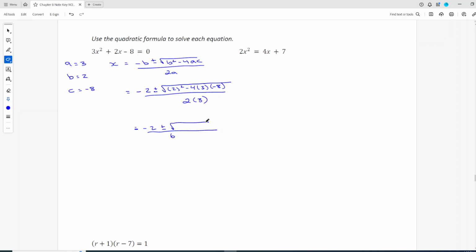I'm going to grab my calculator, I don't trust myself. So I would do 4 plus 4 times 3 times 8, but you can write it in as you see it, and we get 100. Nice, a perfect square. I get negative 2 plus or minus 10 over 6, which would give me two solutions. Negative 2 plus 10 over 6 and negative 2 minus 10 all over 6.